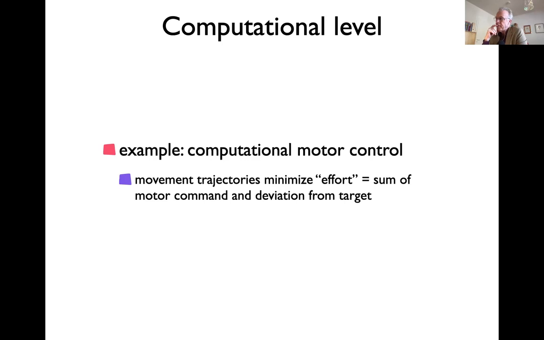In motor control, this is a very strong influence. People talk about computational motor control, and they say, for instance, that the movement trajectories of your arm or of your limbs and so on are those that minimize some cost function. For instance, the error, deviation from a target, let's say, and the control signal that you need to send, what is called the effort. If you minimize those, you get the right trajectory. And there's some hint that that might be true, that certain regularities emerge from a principle like that.